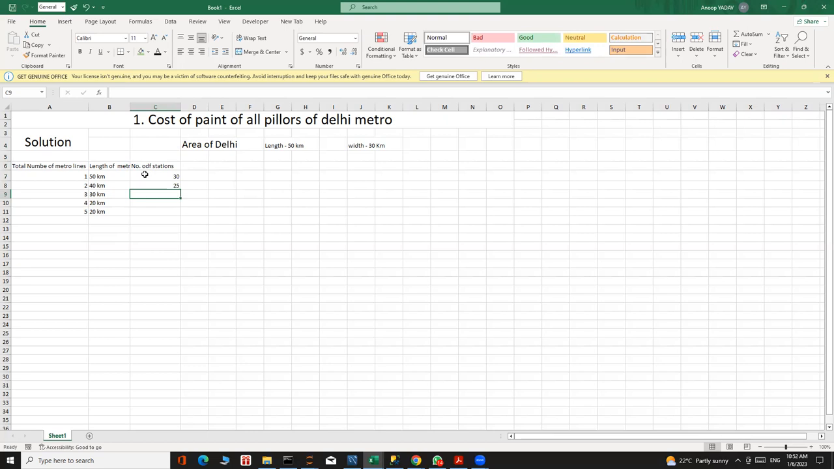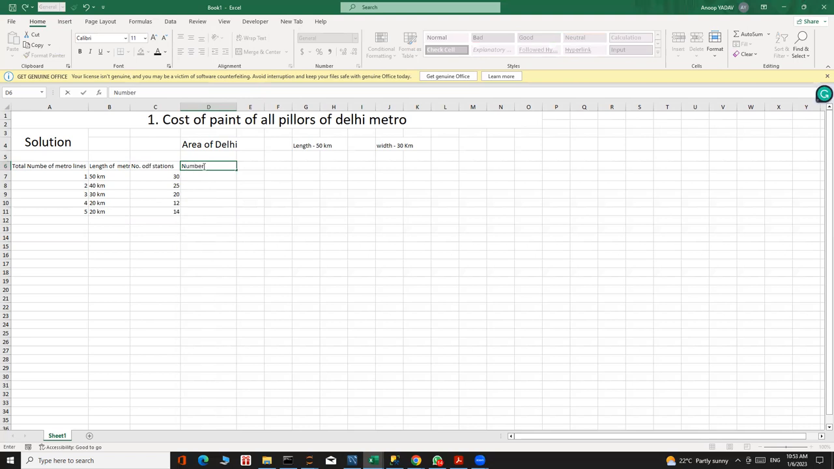We will take the number of stations on the basis of approximations, and 20 stations based on the 30 kilometer line and about 12 stations. If this line is in a rush area then it is about 40 stations. The next column we will assume is the number of ground stations.